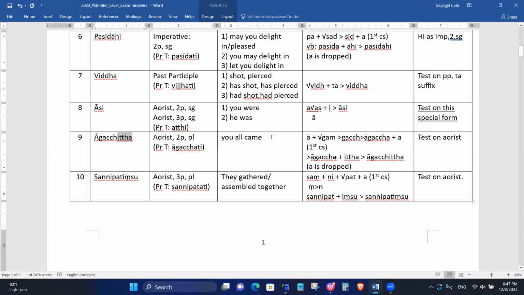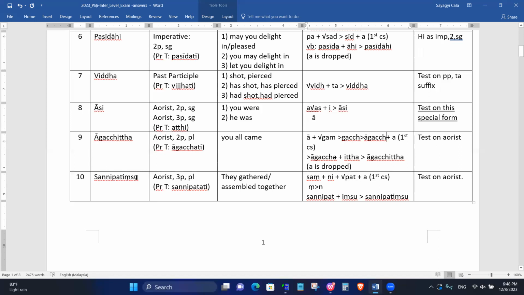You all came, right? A plus gam, gam changes to gaccha. So a plus gaccha, agaccha. A plus ga, okay? A plus gam changes to gaccha. So a and gaccha, then you plus the conjugation sign. Then drop the a. Then plus ita, agacchita, okay?